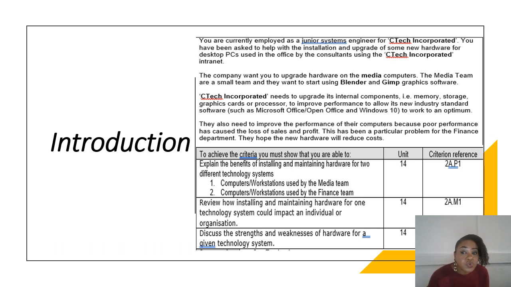This will include P1, in which we're going to explain the benefits of installing and maintaining hardware for two different systems. I'm just going to briefly say what you're going to do for P1, M1, and D1. So you're going to incorporate all of this in the introduction.